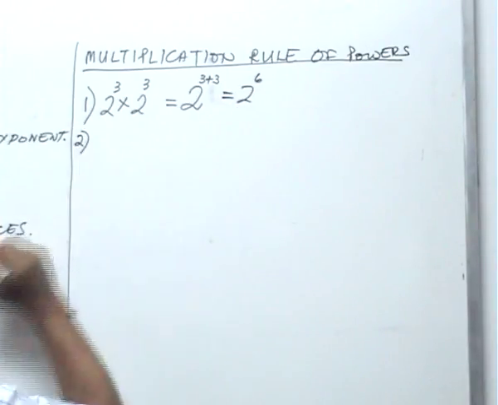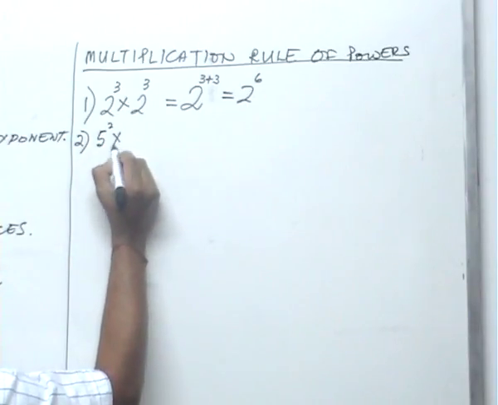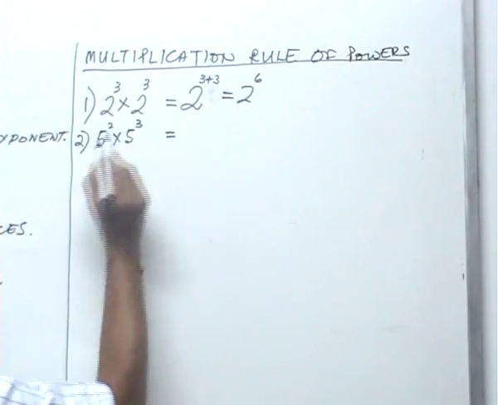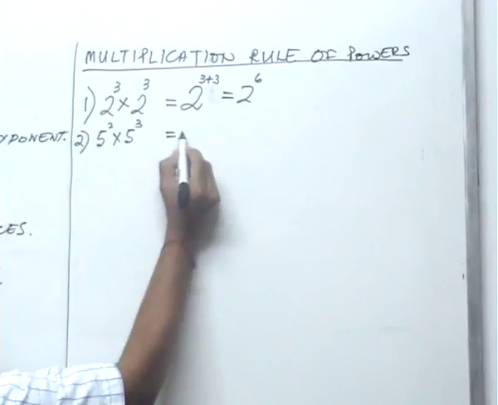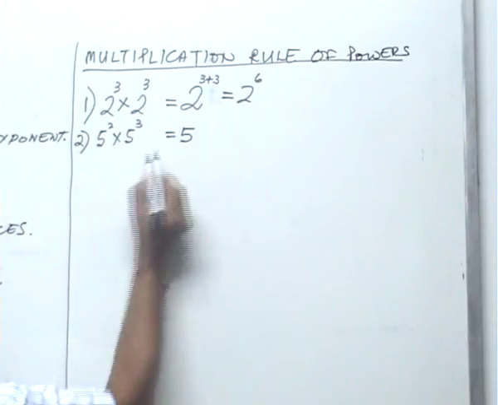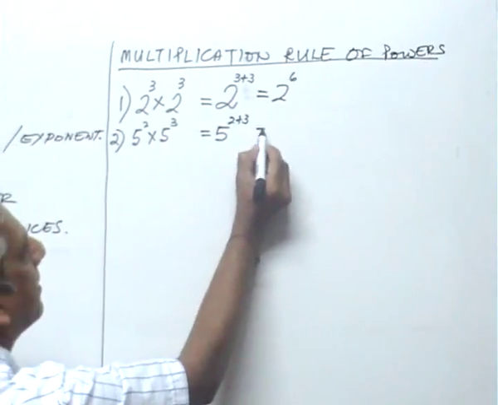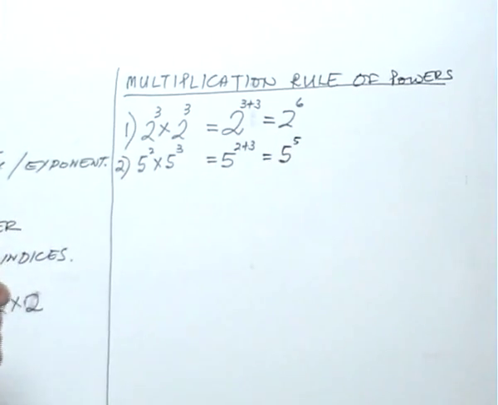Let's do another example. 5 squared times 5 cubed. So according to the multiplication rule of powers, write down the base once and add the indices, 2 plus 3. So the final answer will be 5 to the 5.